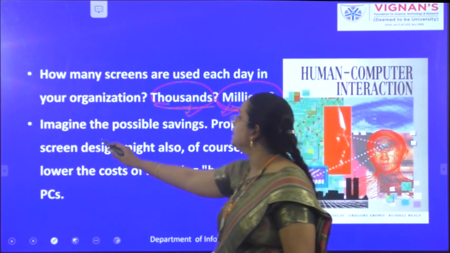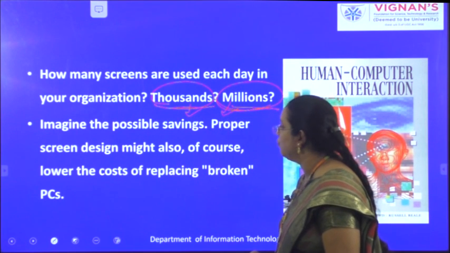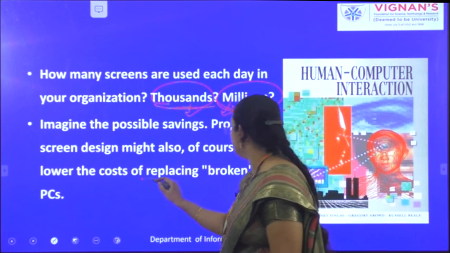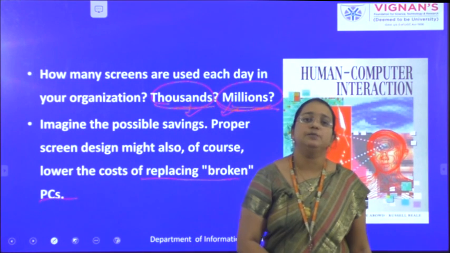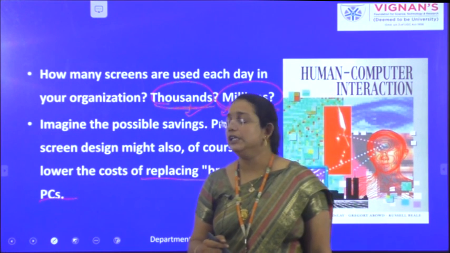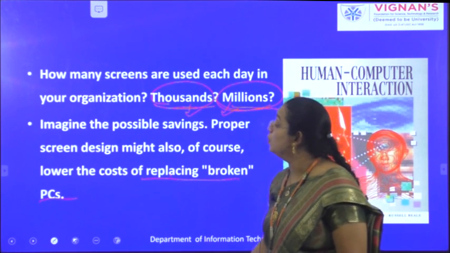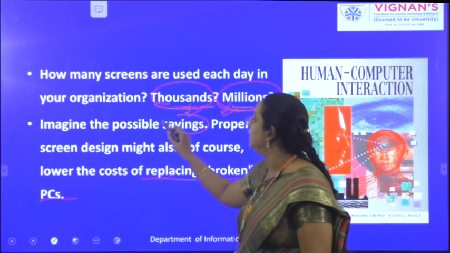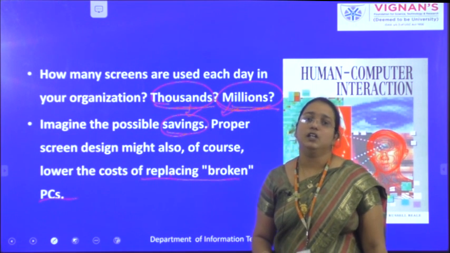Next, imagine the possible savings. Proper screen designs might also, of course, lower the cost of replacing unbroken pieces. If a customer has been frustrated, then he might break the screens or the pieces, and that cost is lowered because of the possible savings. It is a saving for that particular organization.